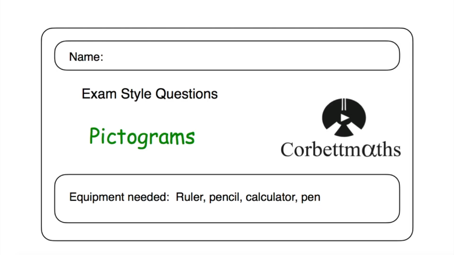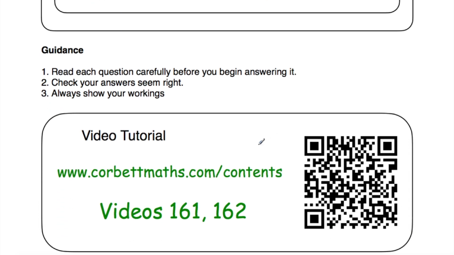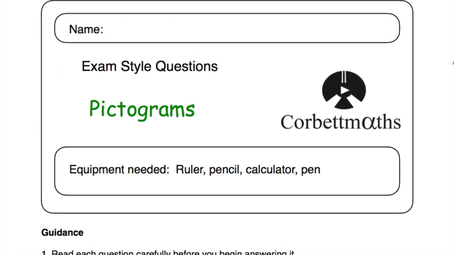So in this video, we've looked at pictograms. We've looked at the video solutions to the answers. If you need any extra help on pictograms, go to Corbettmaths and go to the videos and worksheets section and scroll down to video numbers 161 and 162. Alternatively, you could scan this QR code. But in this video, we focus on the solutions to the practice questions.